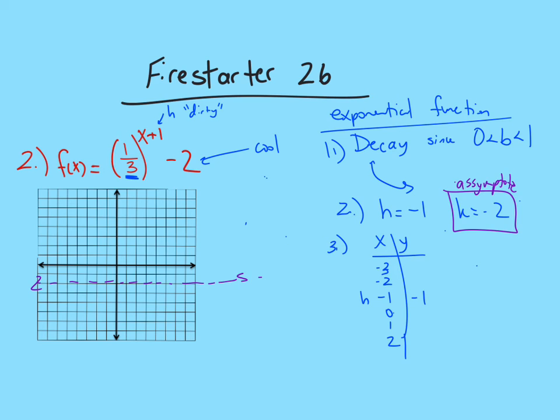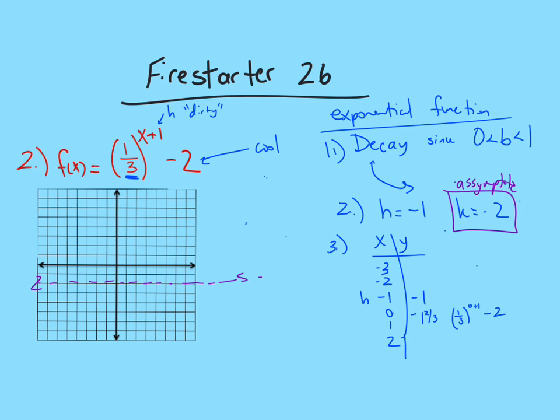Now I'm going to plug in 0. 0 plus 1, so I get 1/3 minus 2. That's -1 and 2/3. I don't know what I'm thinking. So if I plug in, I get 1/3 to the 0 plus 1 minus 2. So I get 1/3, because it's 1/3 to the first power, minus 2, it's -1.66.